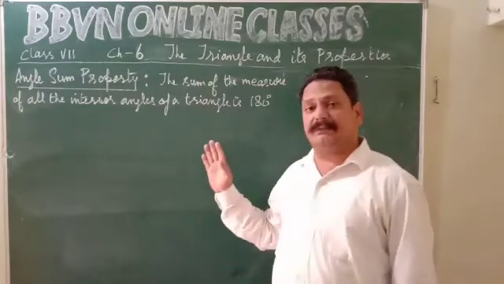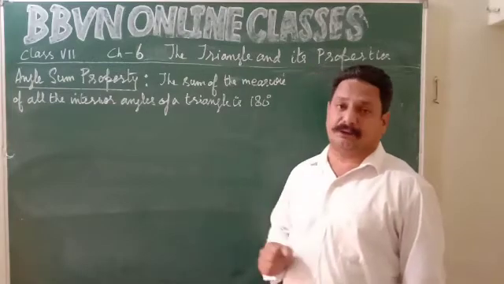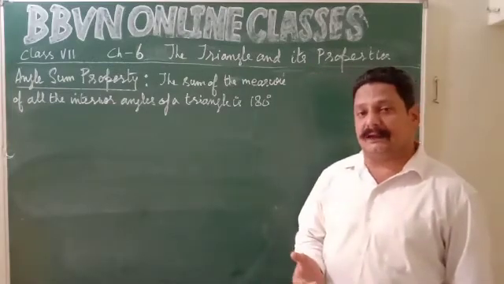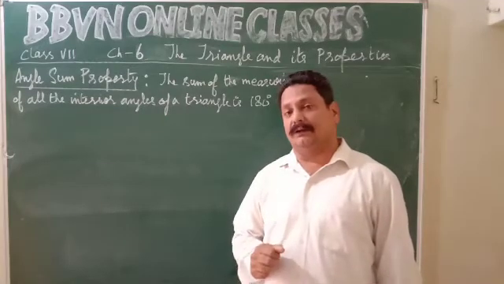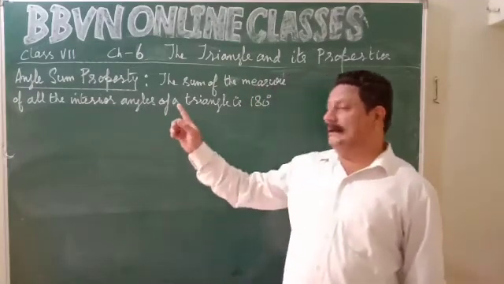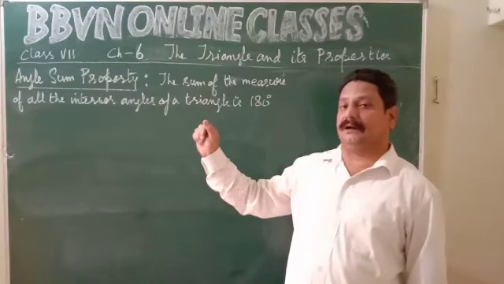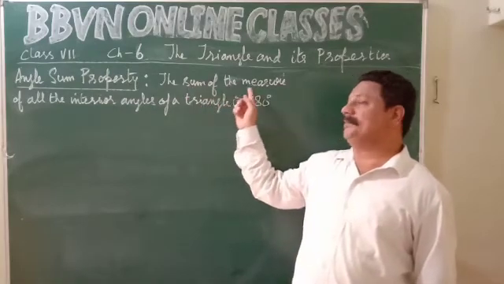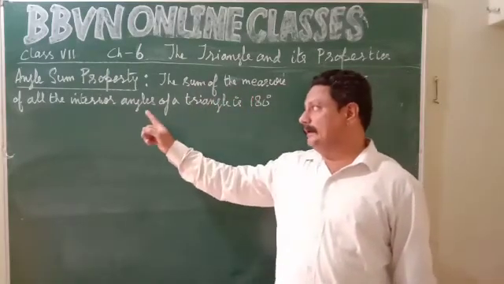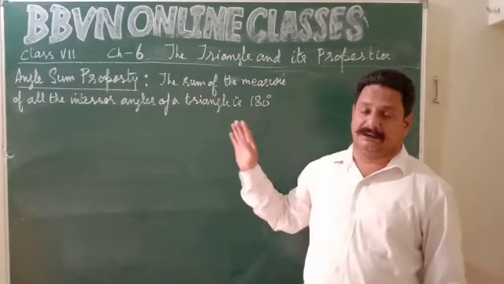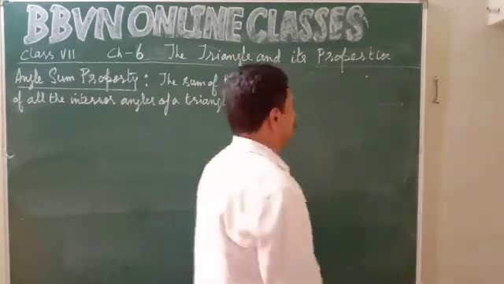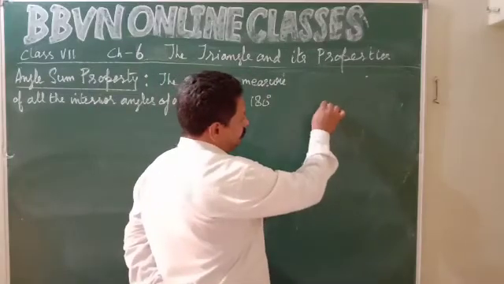So, we were in chapter number 6, the triangle and its properties. In the previous class, we discussed the exterior angle property of a triangle. Today, we'll see the angle sum property of a triangle. The sum of the measure of all the interior angles of a triangle is 180 degrees. Let us verify this by some proof.